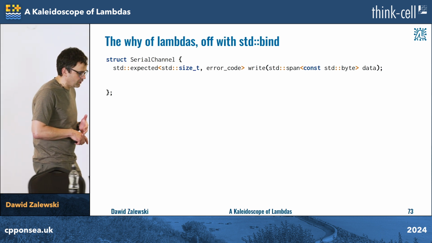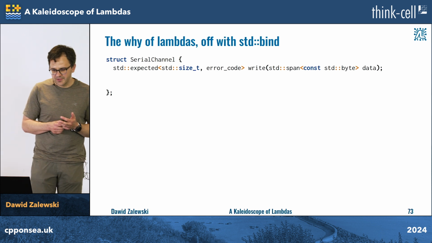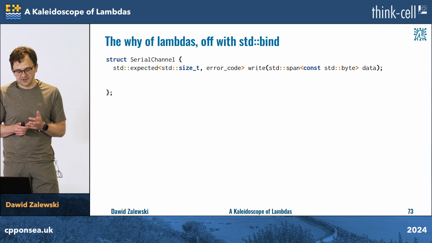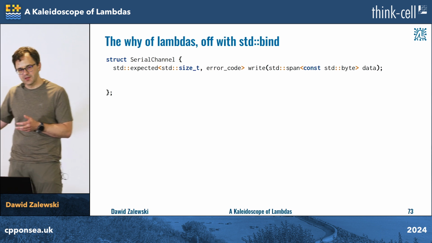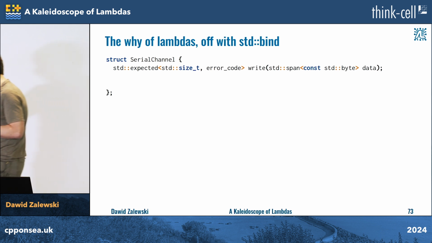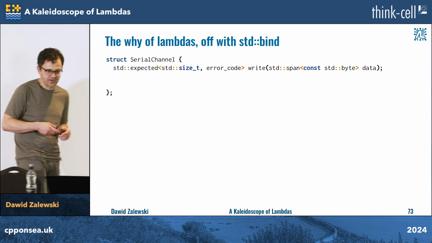For those of you who don't know what it is, a bind is a function in the standard library that allows you to bind some arguments to a callable. So you have a callable and you pass a couple of arguments to it, but not all of them. And you get a new callable that only requires the rest of the arguments that haven't been passed up till now, right? So that's what the bind does.